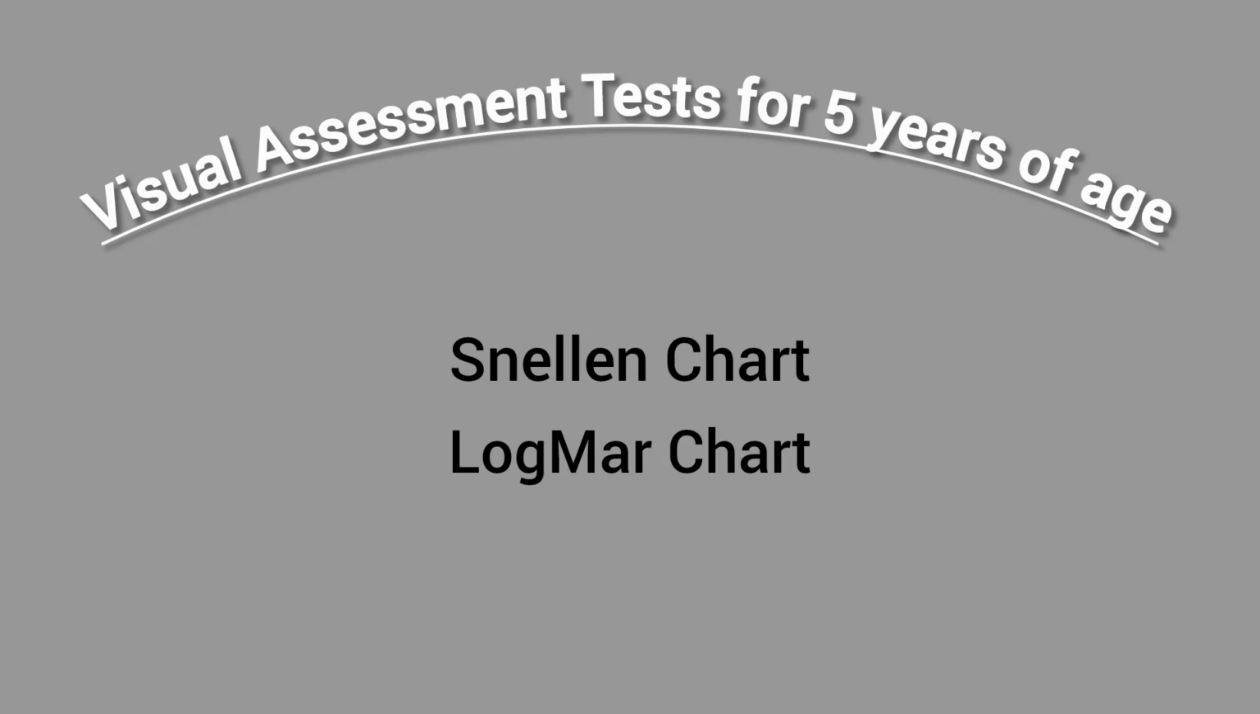So if a child is of age 5, it means that you can perform the Snellen chart or Logmar chart for the assessment of visual acuity. So from 5 upward, at any age, you can perform either of these test charts, right?